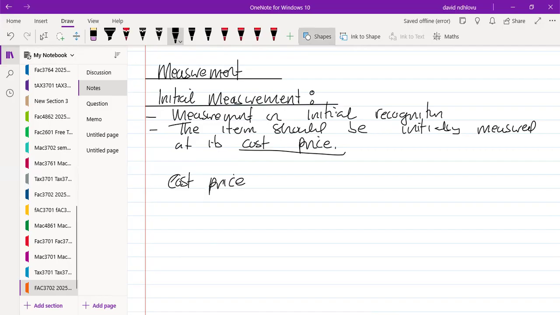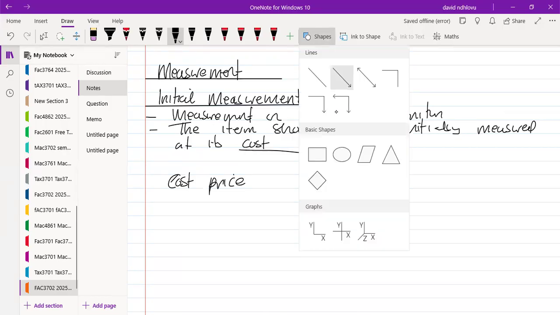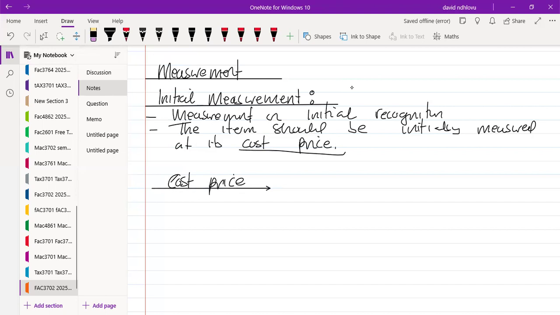Right, good people, from our prior experience in the lower levels, what makes up the cost price of an asset? What makes up the cost price of an asset, good people?